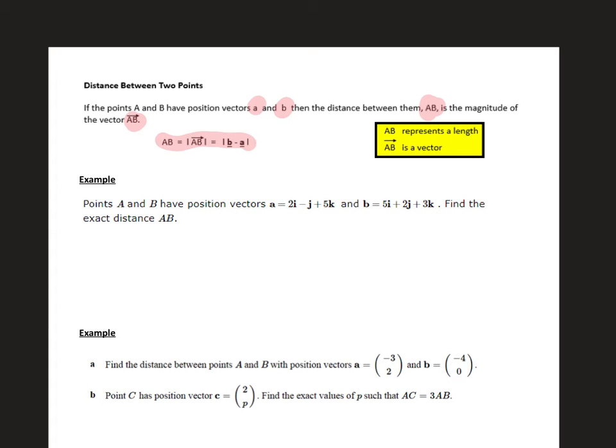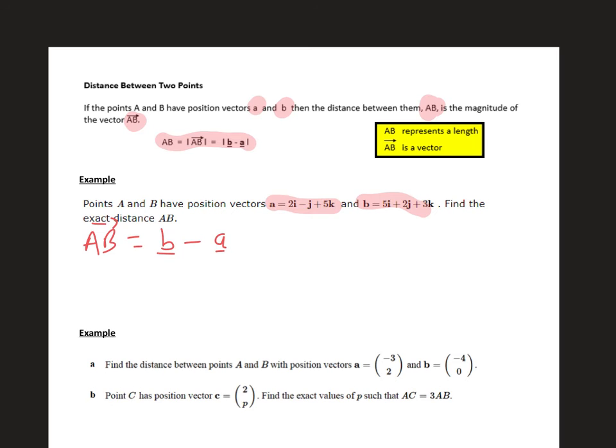So to get the distance from A to B, I would just do the magnitude of AB, which is b minus a, remember. So I've got 2 points with position vectors in the next example. Here's A and here's B. Find the exact distance of AB. The first thing we do is work out AB. So that's OB, which is called little b, take away OA, which is called little a.